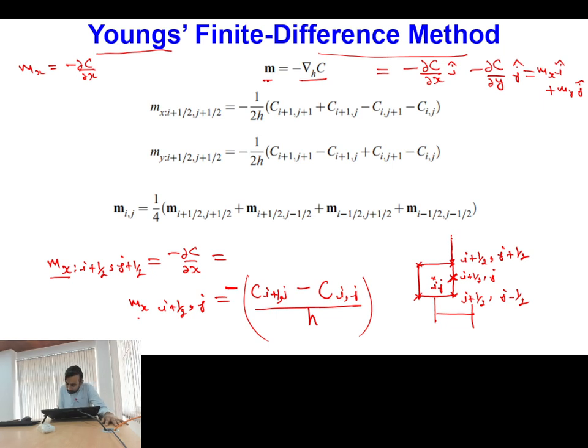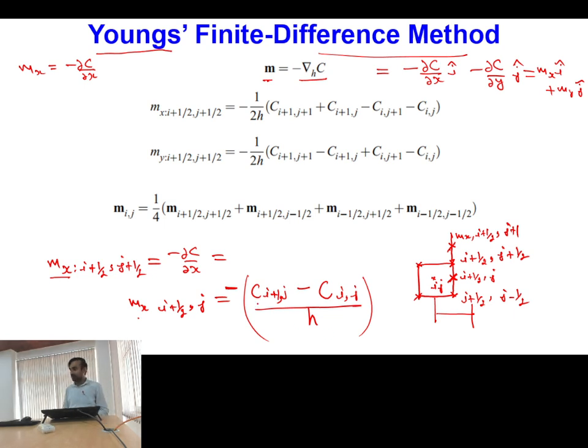Then I will also calculate mx, but at what point? This point. What is this point? i plus 1 by 2, j plus 1. Is this point clear? So at this point now I will calculate. What will be the value at this point?